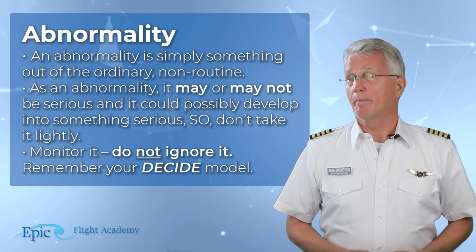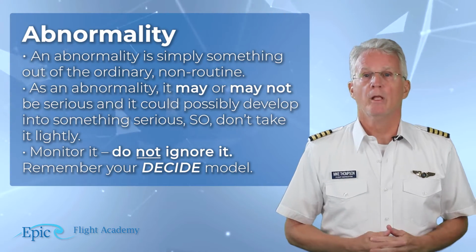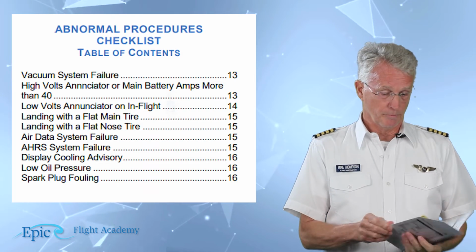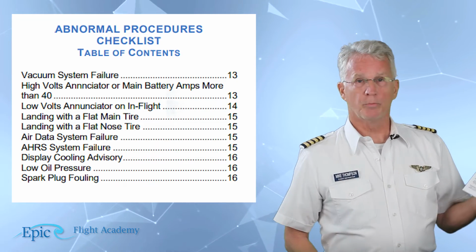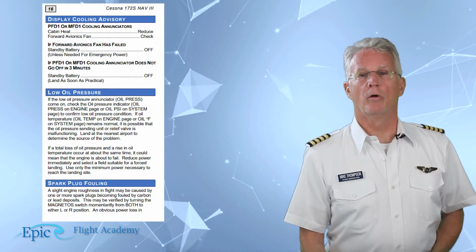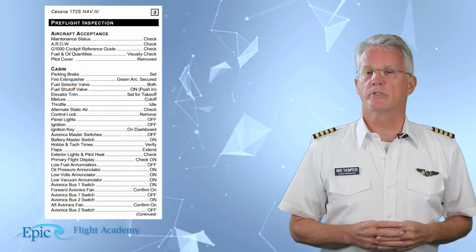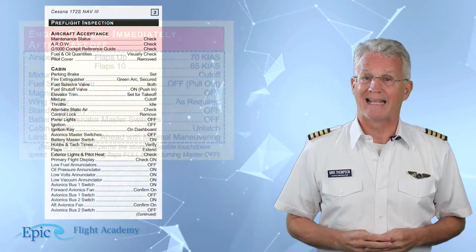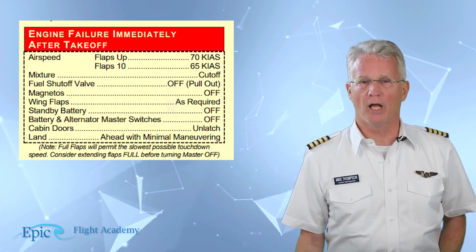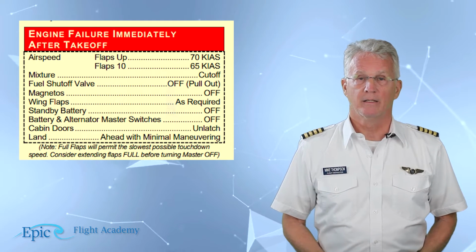Notice that in your Epic Flight Academy C-172S checklist, there is a section called Abnormal Procedures. The Abnormal Procedures checklists have a blue header. The Normal Procedure checklists have a black header. The Emergency Procedure checklists are printed on a yellow background, have a red header, and immediate action items are bordered by a black dashed line.